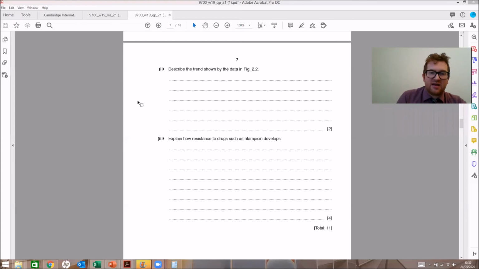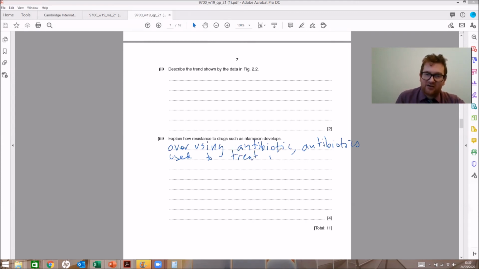Part 3i. Explain how resistance to drugs such as rifampicin actually occurs. Well, this is an easy question. So you can talk about the reasons why. Let's start with the most common ones we should know about already. What happens is people are overusing antibiotics. Some people are actually getting treated for viral infections using antibiotics. So you could say antibiotics used to treat viral infections. So that's one of the marks there.